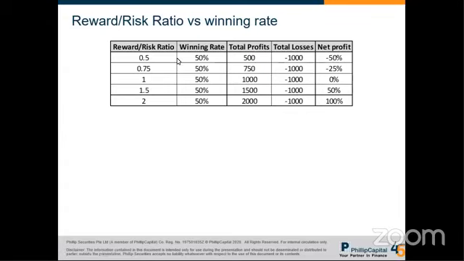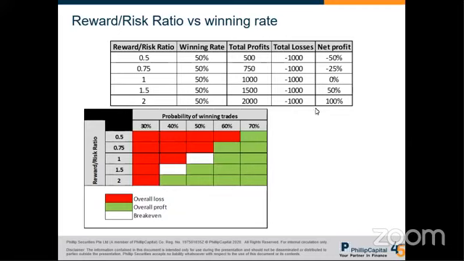However, some people will try to optimize it, so they use a higher risk reward ratio, let's say 2, and your winning rate is still 50%. So for the overall trades, the total profit will be 2,000 and your total loss is 1,000. So for the overall net, it's actually still a profit of 100%.